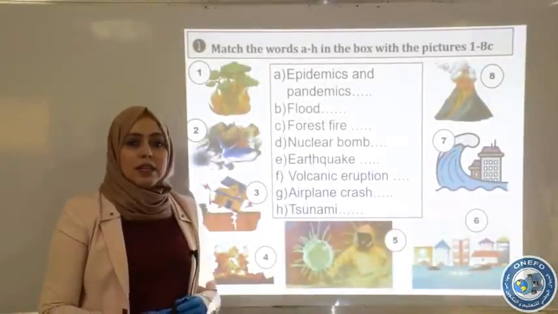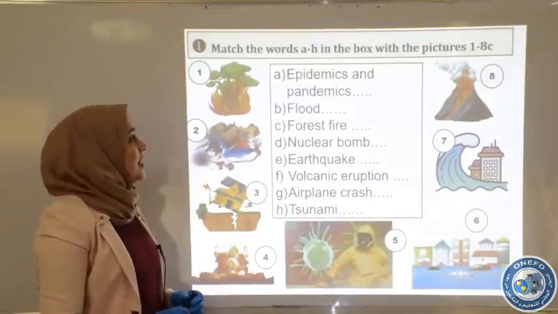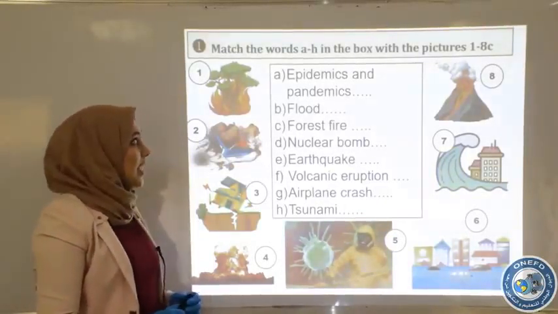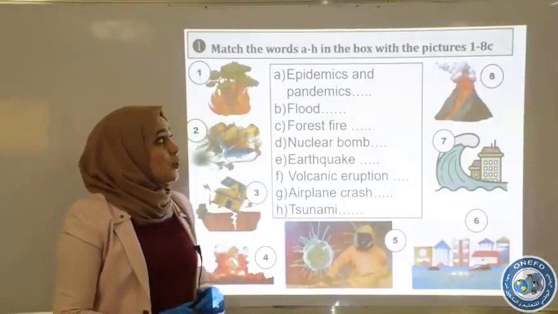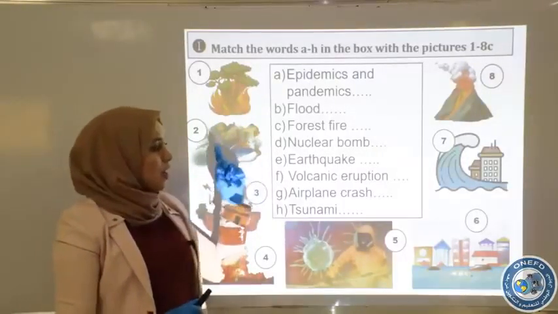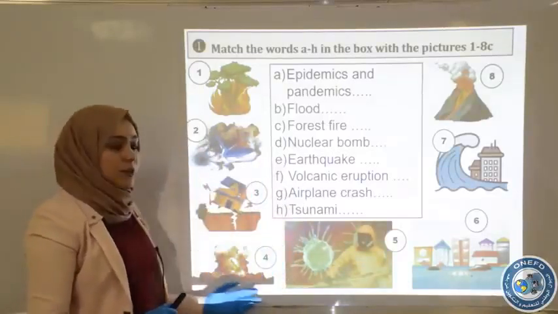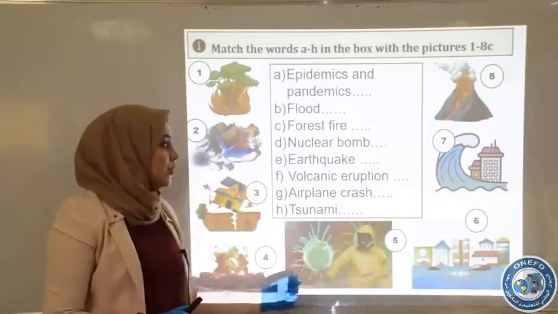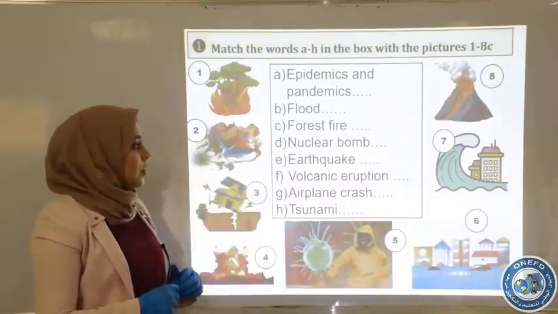So let's get started with the tasks. So we have task 1 here. It says match the words A to H in the box with the pictures from 1 to 8. So here we have pictures of examples of disasters, and we have the words for them. We try to match the words with the pictures.